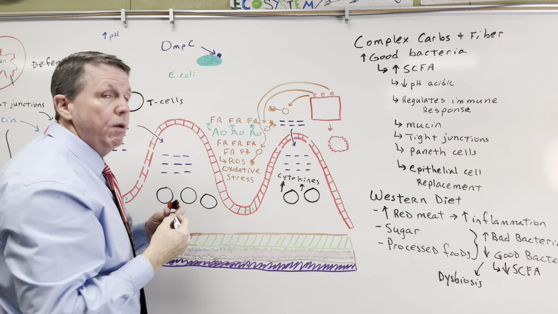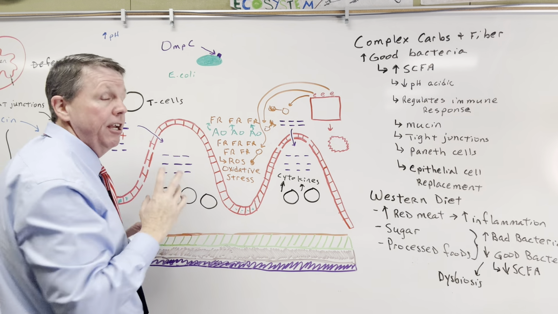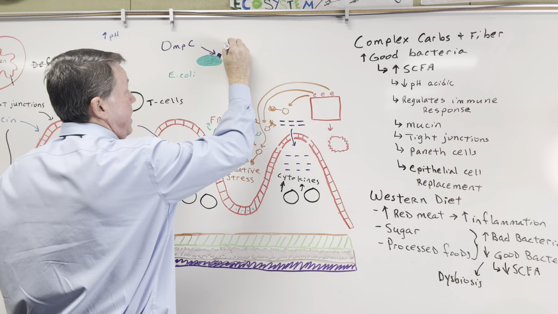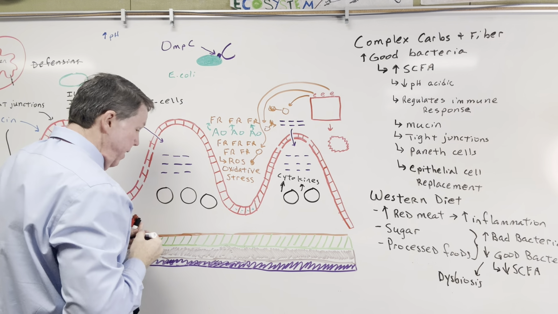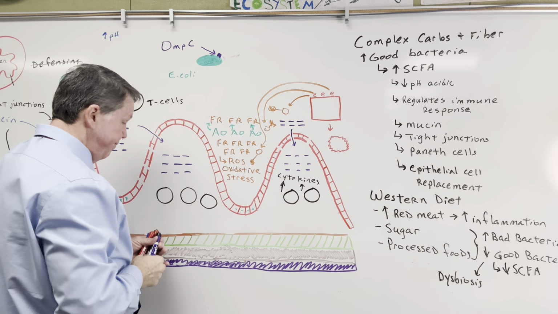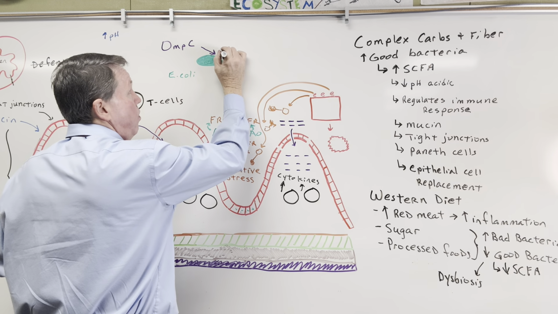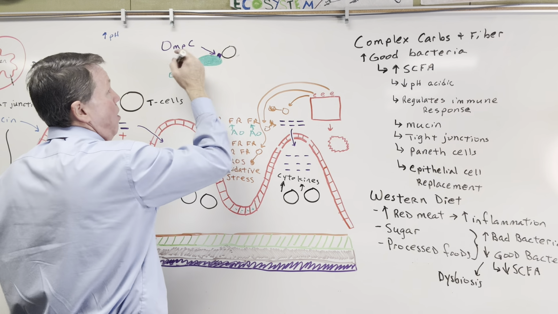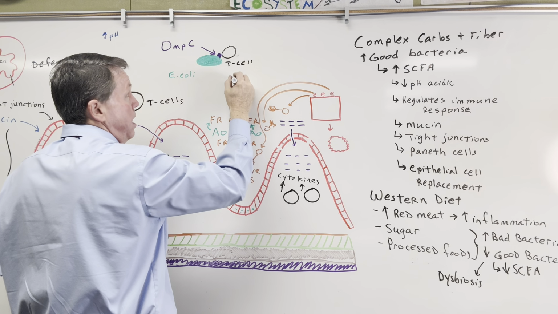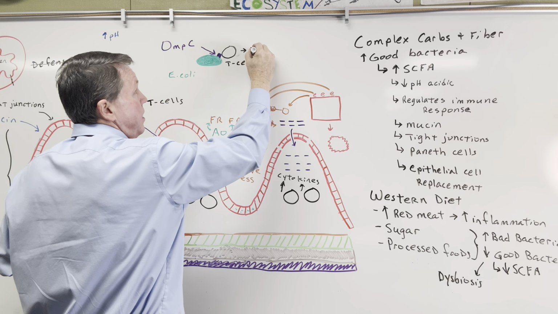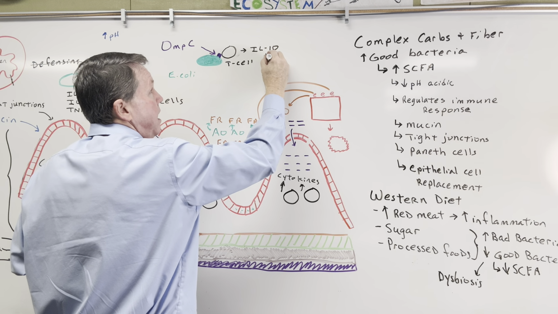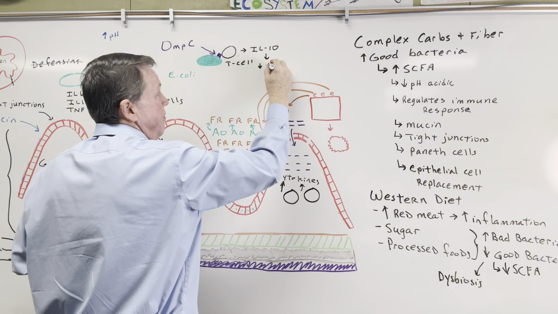Now, normally what's going to happen is when we have this in here like we want, you're going to have your T cells come by. So I'm going to draw that in black. We're going to have our T cells come by, and the T cells will bind to this OMPC protein. And then it's going to release something called interleukin 10. Interleukin 10 leads to a decrease in inflammation.